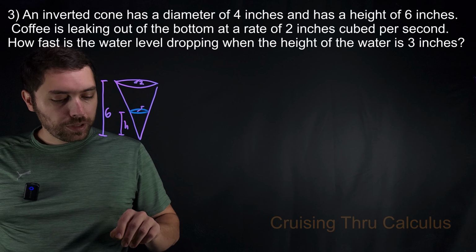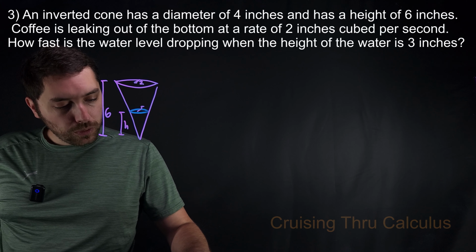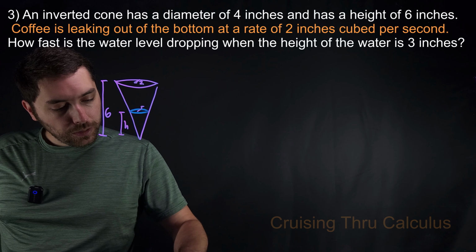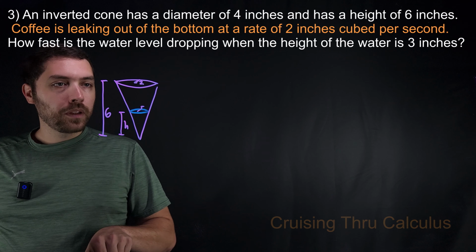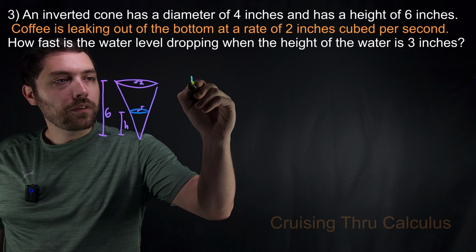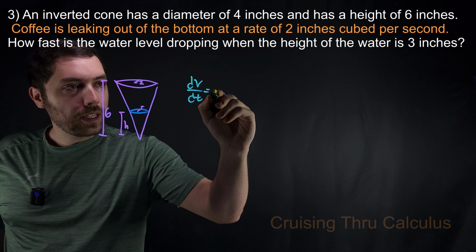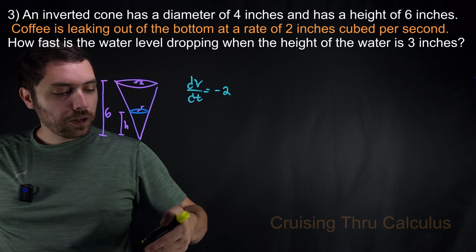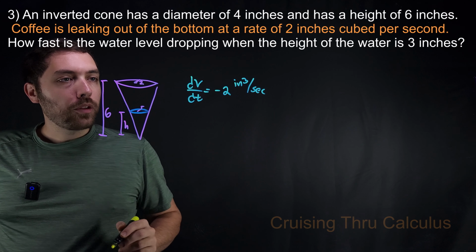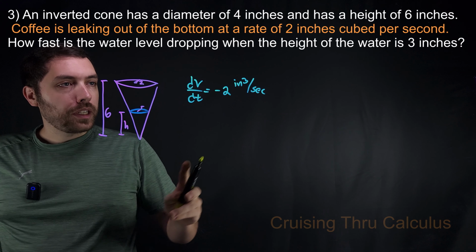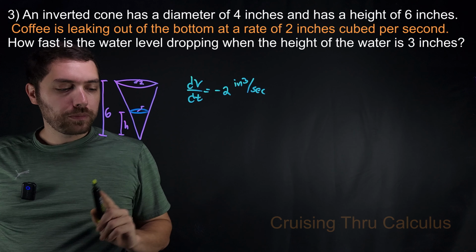All right, this is good. Let's now write out all the information that they gave us. For example, what did they tell us? They told us that the coffee is leaking out of the bottom at a rate of 2 inches cubed per second. Okay, so what that tells me is that the volume of the coffee is changing. And it's changing at a rate of -2 because it's leaking out, inches cubed per second. By the way, a key to figuring out that this was volume was looking at the units. It said inches cubed, so that made me immediately think volume.